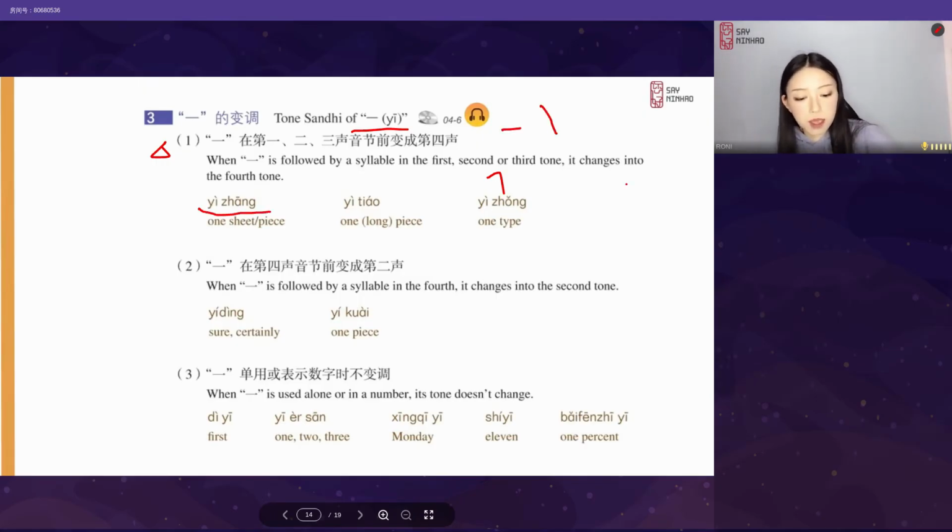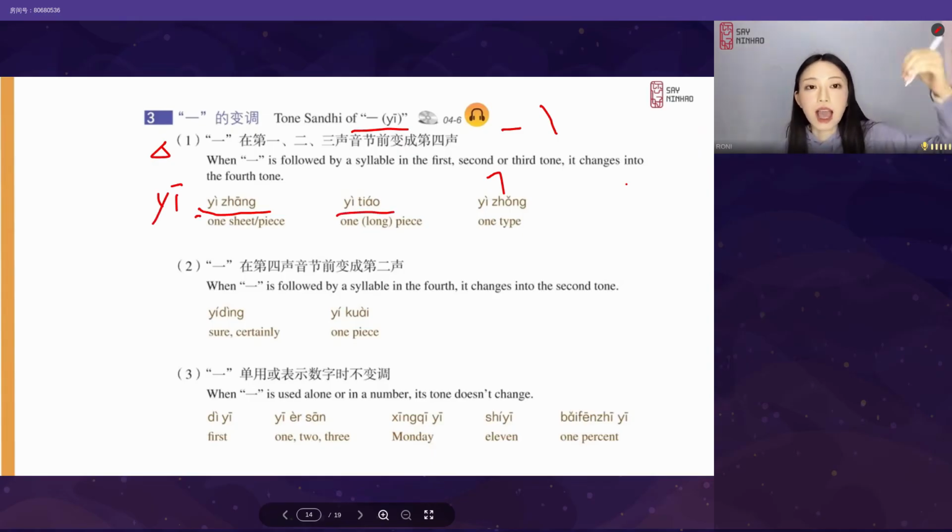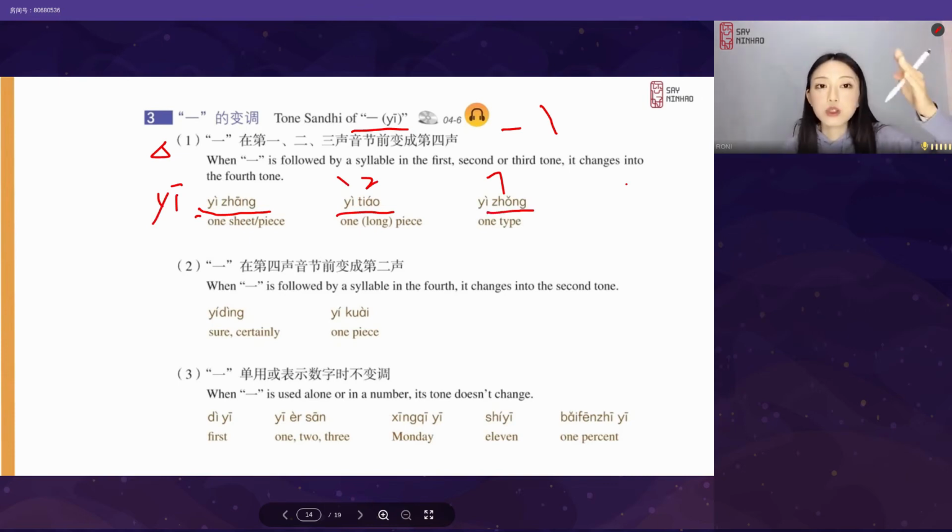For example, 一张 means one piece, one sheet. 一张. It changed from first tone to fourth tone. The next one, 一条. 条 is second tone, right? So it changed to fourth tone. Last one, 一种. zhong is third tone and yī changed into yì.